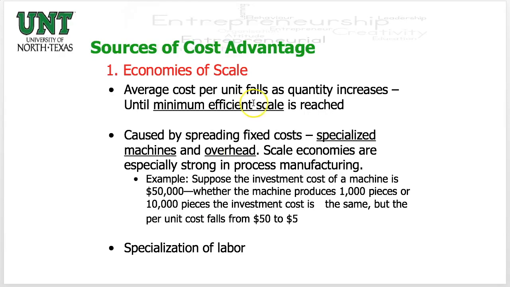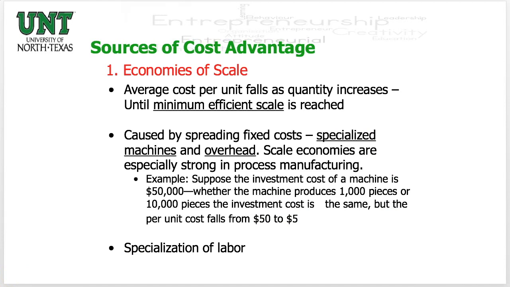We say spreading fixed costs. So consider this example. Right? Say the investment cost of a machine is $50,000. You'd rather make 10,000 pieces than 1,000 because what happens is the per unit cost for each one of those pieces will drop from $50 to $5. It also allows for specialization of labor.